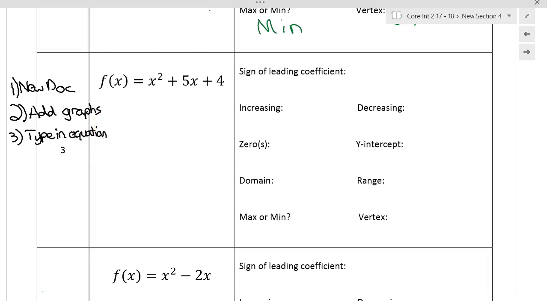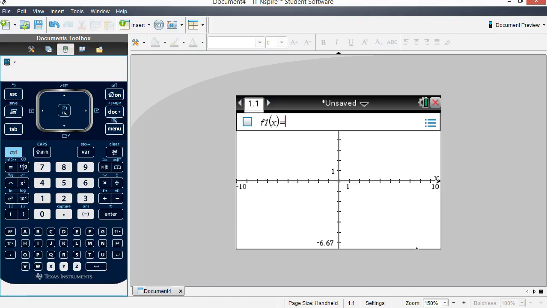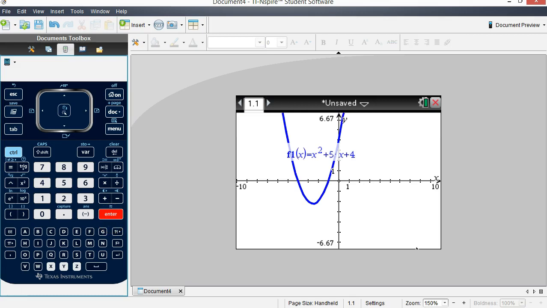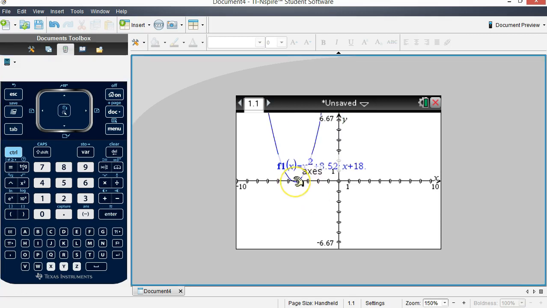So this equation is f of x equals x squared plus 5x plus 4. Just type x squared plus 5x plus 4. So I'm going to type it instead. X squared plus 5x plus 4. I'm going to hit enter. Here is my lovely graph. With this graph, I need to know 2 things. I need to know my vertex and my x-intercept.